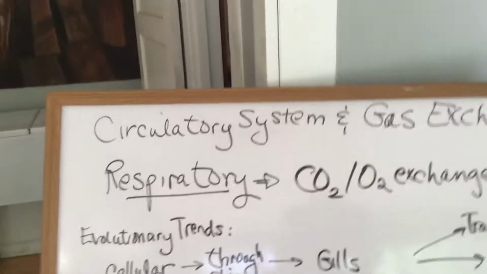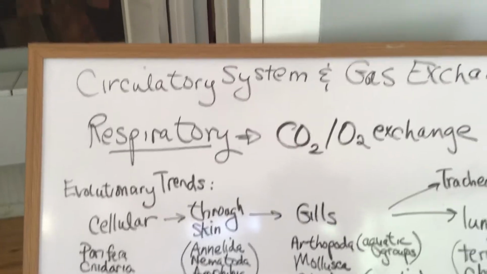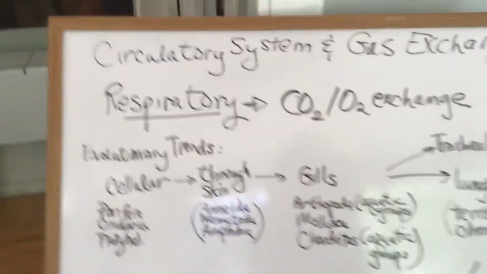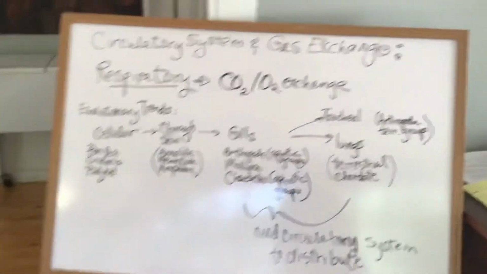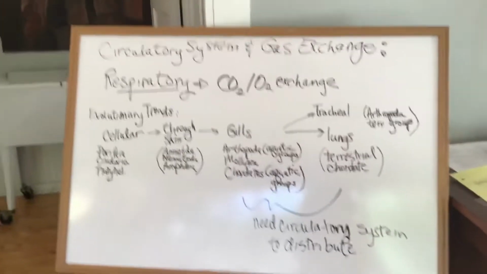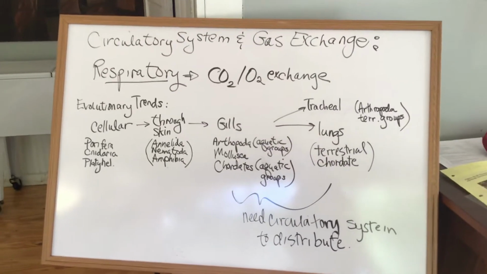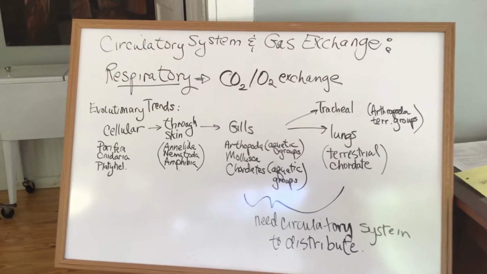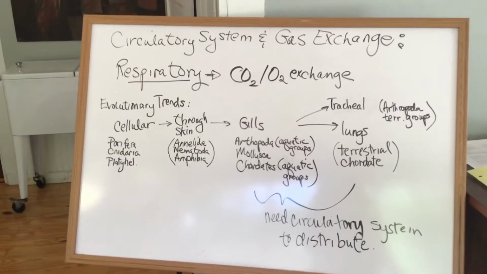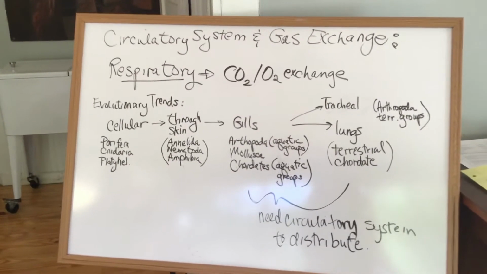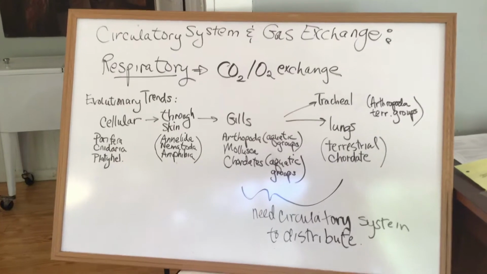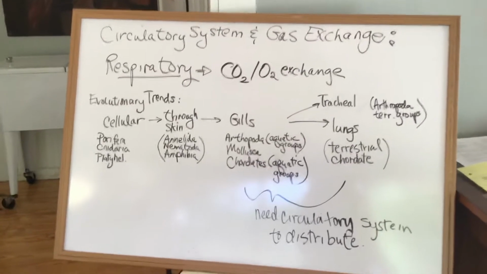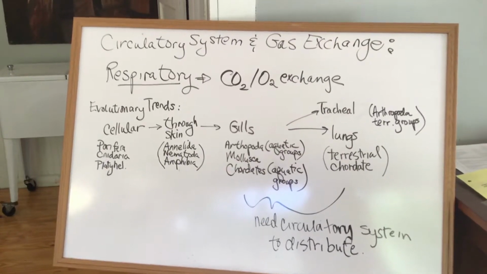Everybody. Now we are going to be talking about the circulatory system and gas exchange. All right, so I'm taking a big shot of this so you can take notes if you want to. We're going to start talking first about the respiratory system, which of course has to do with gas exchange. Mainly we're exchanging oxygen and CO2.